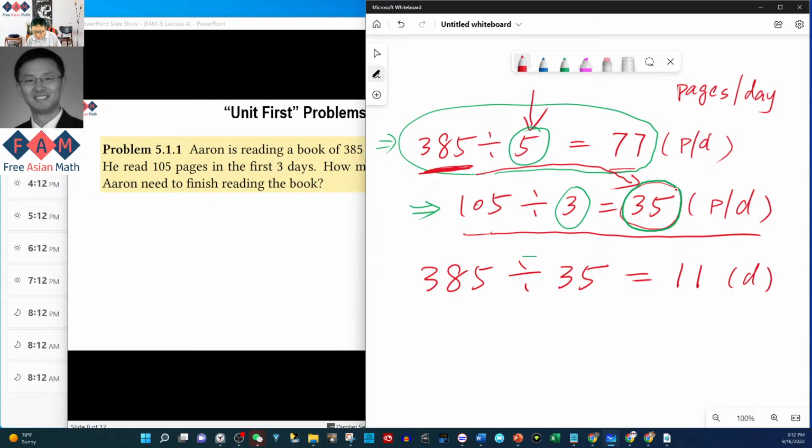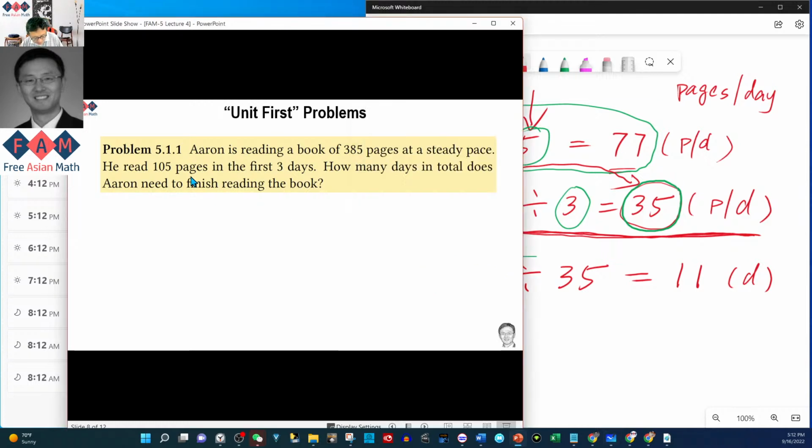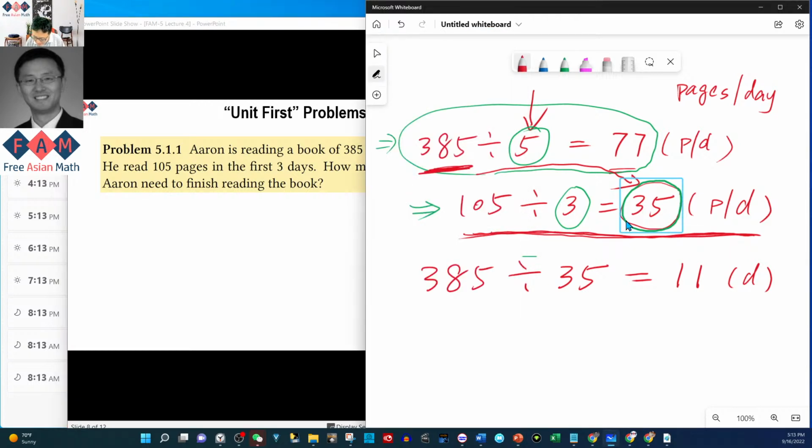So what are we doing here? We are trying to find, then reuse a multiplicative relationship. We first identify what reading pace Aaron had, and that was actually indirectly given. You were told that he can read 105 pages in 3 days. That gives you a pace.